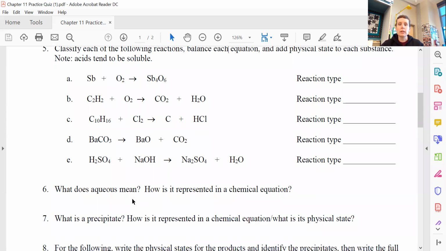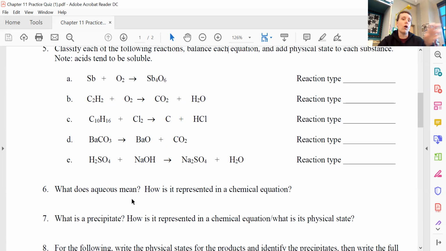Number 6, what does aqueous mean? There's some key letters in this, okay? It means the substance is dissolved, the ED at the end, in water. It is actually dissolved in water. If I have a handful of salt, that is solid. I know salt can dissolve in water, but when it's just sitting in my hand, it's solid. When I put it into water and it dissolves, that makes it aqueous. So it has to be dissolved in water.